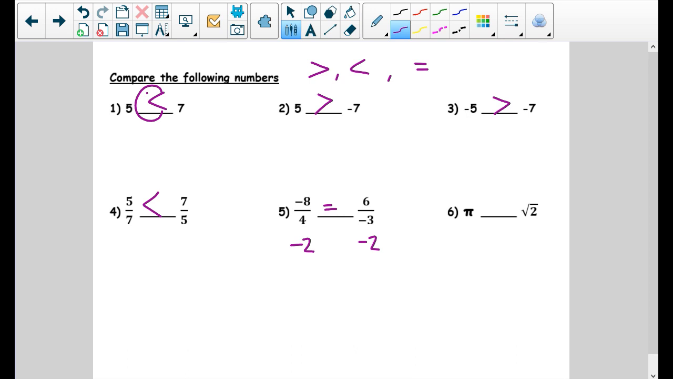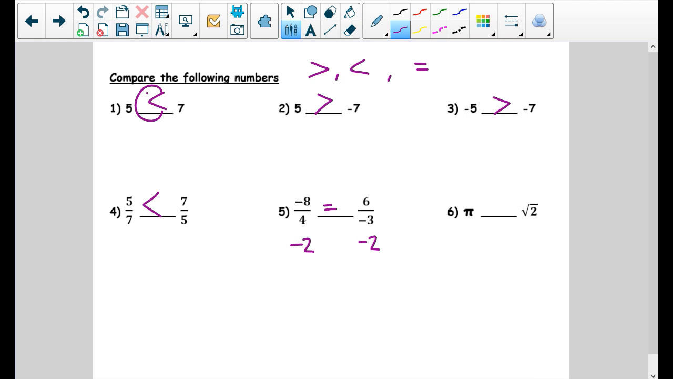If one wasn't bigger than 1 and one wasn't smaller than 1, what could I do to figure out which one's bigger? What if I had two numbers smaller than 1? How might I compare them? Convert them into decimals. That's the easiest way. How do I make 5/7 a decimal? Just divide it. 5 divided by 7 gives me my decimal.